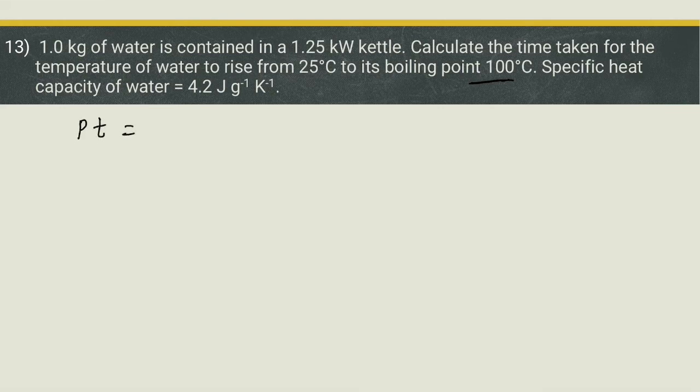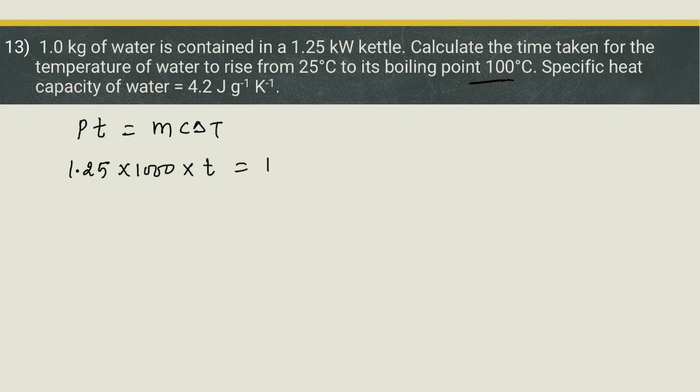So here we will not use the principle of calorimetry because it is not a method of mixture. It is the electrical method, right? We are using electric energy to convert it into heat energy. So P times t is equal to m c delta T. Power is 1.25 kilo, that is 1.25 into 1000, into time, that is what we want to find out.